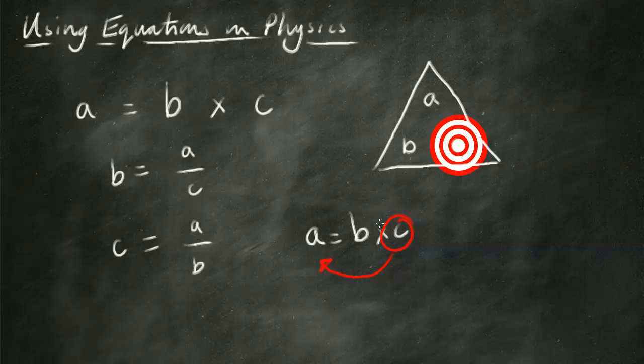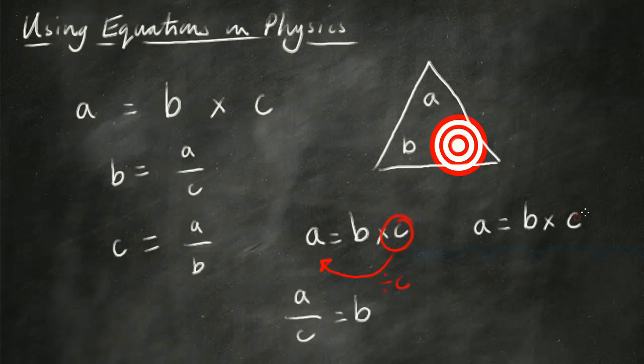So if I've got times C, the inverse of that would be divide by C. So to move it across to the other side, I divide both sides by C. So then I end up with A over C equals B, which I hope you can see is the same equation as this first one we rearranged using the triangle.